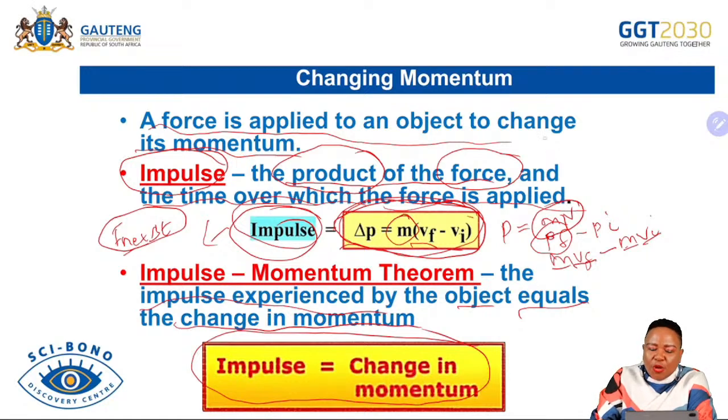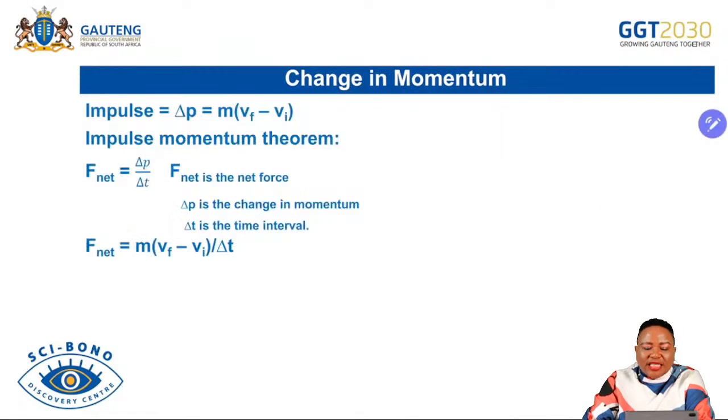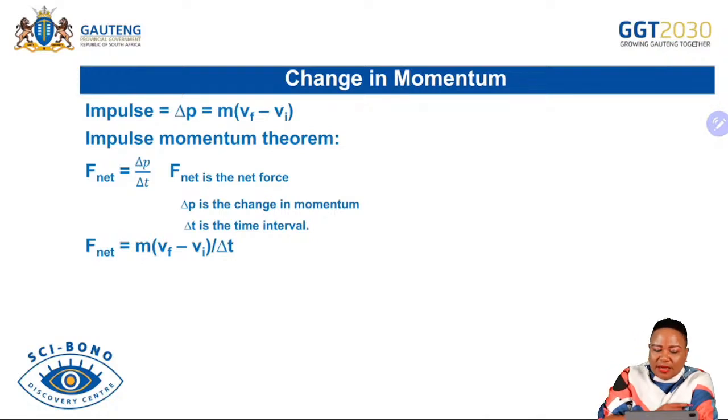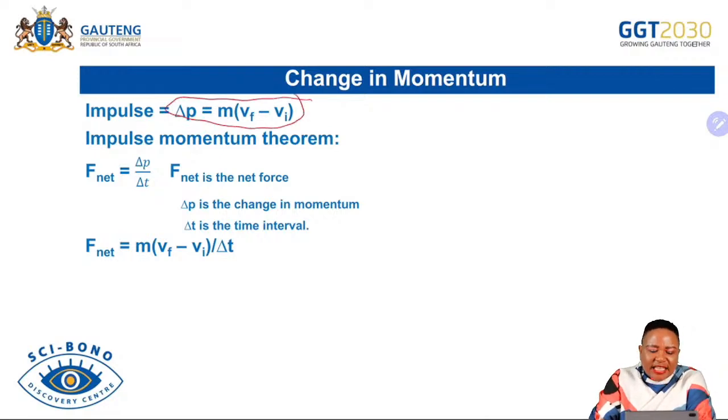We know the formula of impulse: F net multiplied by change in t, and we also know the formula of the change in momentum. So this is a very serious relationship that we must always remember. This is what we were discussing on our previous slide, in terms of what impulse is, what change in momentum is, and how they are related.